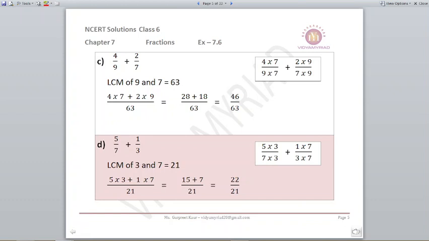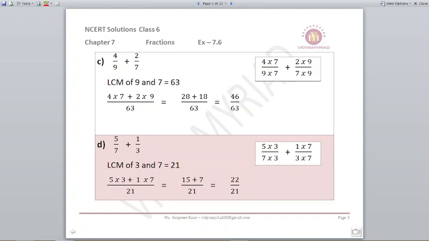Plus 2 upon 7. 7 multiplied by 9 is 63, so 2 will be multiplied by 9. So what is the numerator? 7 4s are 28 and 2 into 9 is 18. 28 plus 18 upon 63, which gives me 46 upon 63.